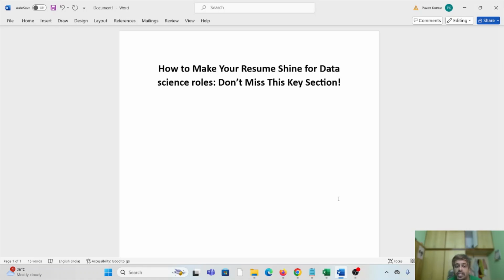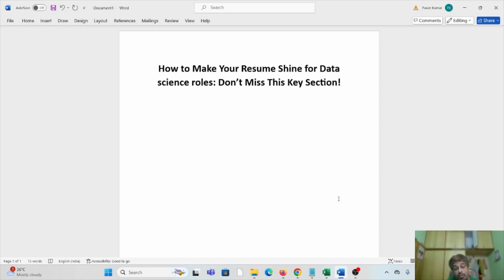If you include the projects, then only you will get the interview calls, especially for tech related data science roles. Not only the data science role, for any tech related job, only if you include the projects in your resume is there a lot of chance of getting the interview calls. Then only the recruiters will check your resume and call you for the interview.